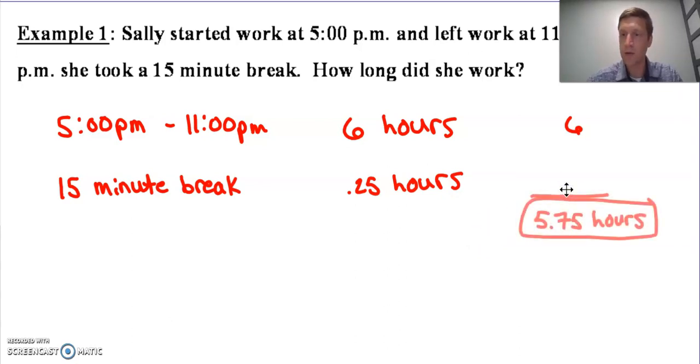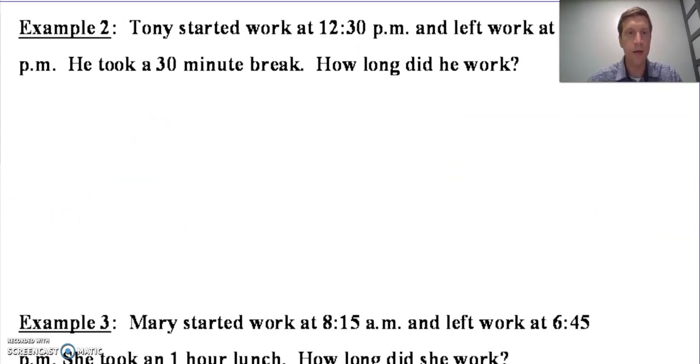And therefore, I want to subtract 0.25. You can use your calculator on that, and we end up finding that's 5.75 hours. So that's what we would multiply by our hourly rate to figure out our pay for that shift. So 5 p.m. to 11 p.m., not bad.